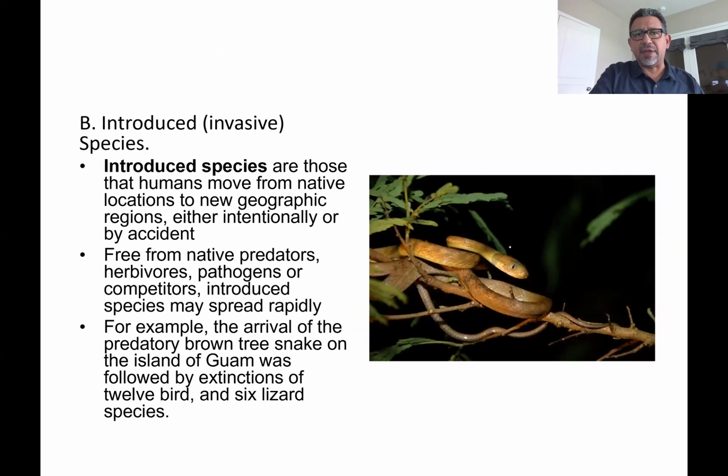Another threat to biological diversity is the introduction of invasive alien species. Sometimes we describe them as exotic species because they came from a different place and now they're introduced into a different geographic location. This happens either by accident or sometimes even intentionally. By accident, that is how rats, for example, have been introduced to islands where rats didn't exist before.